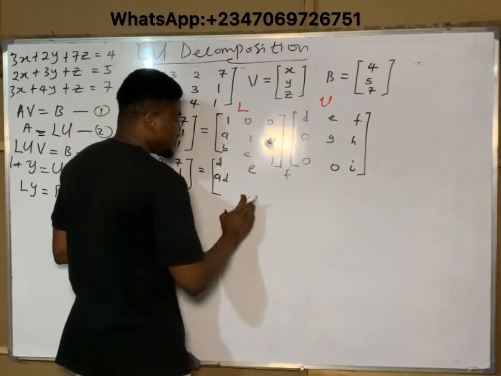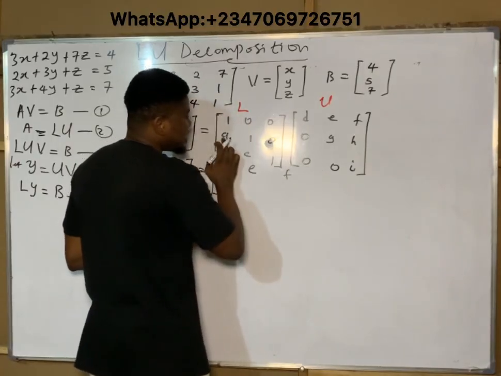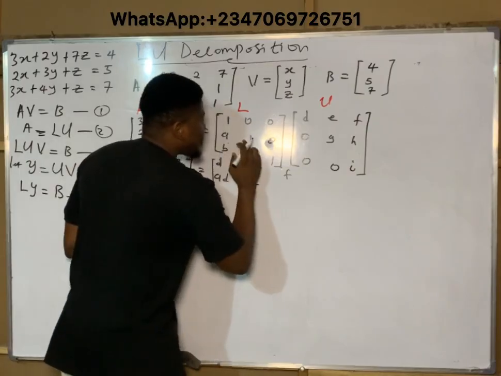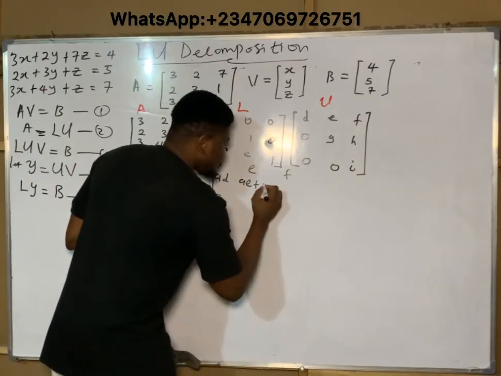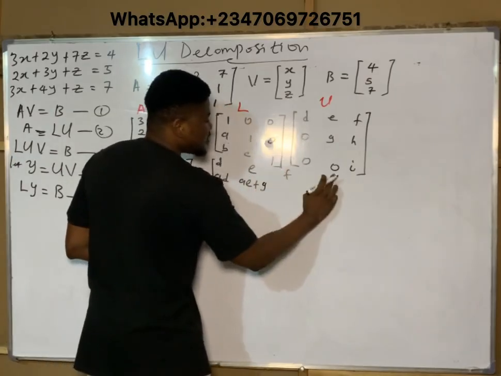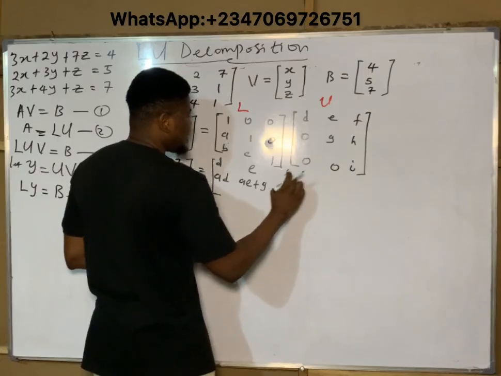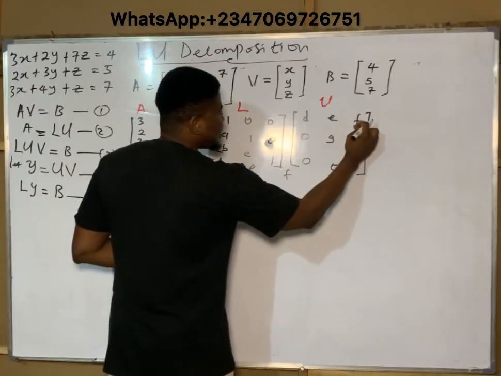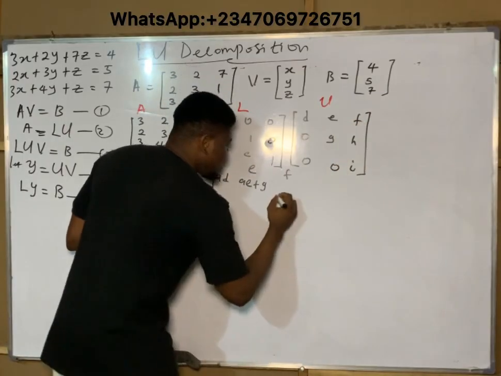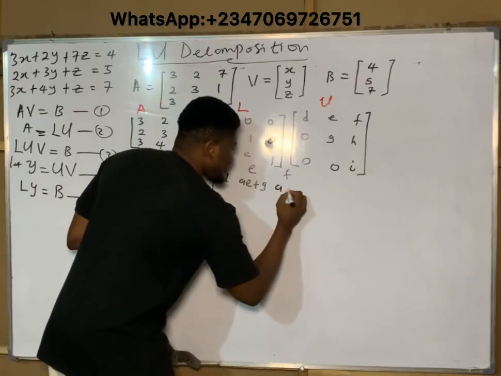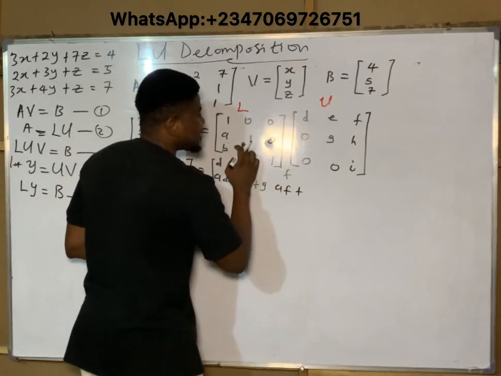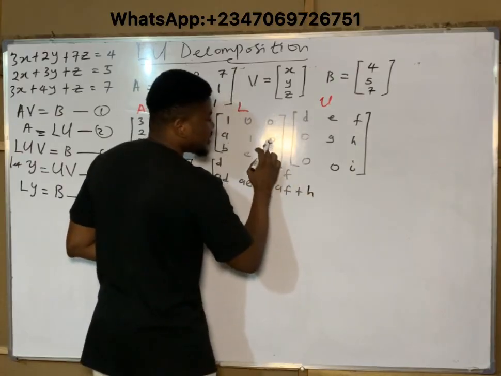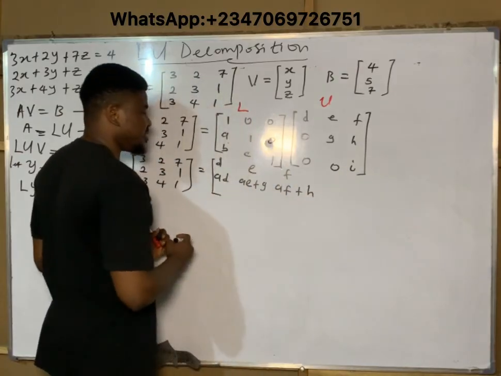So we have this. We move now to the second column, A times E, which gives us AE, plus 1 times G, which gives us G, plus 0 times 0, and that is 0. So we leave it there. We move now to the third column. Again, A times F, which gives us AF, plus 1 times H, which gives us H, plus 0 times I, which is 0. So we'll keep it there.